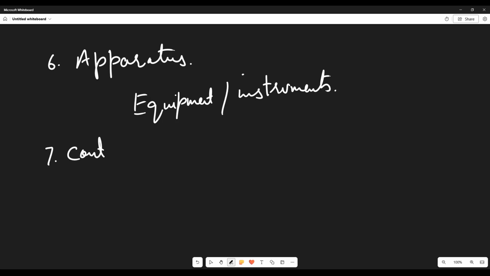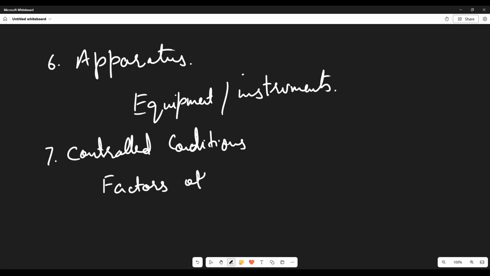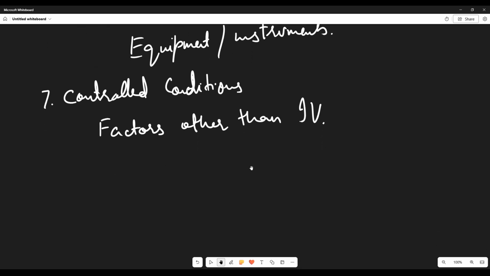Then comes the step of controlling the conditions. Conditions refer to the factors other than independent variables. They can affect results during the experiment. The experimenter must have complete control over the environment of the lab and these intervening variables. In this way, the experimenter can obtain accurate results.